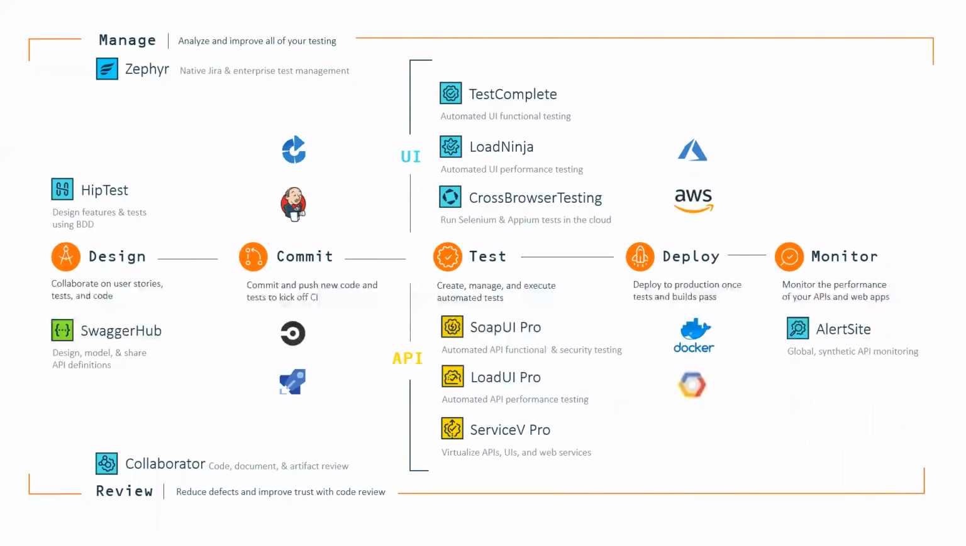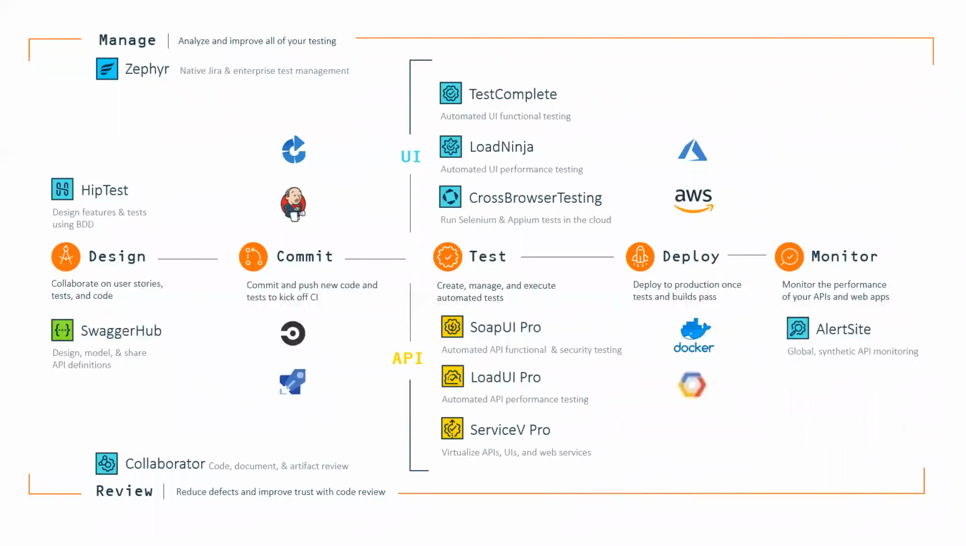And then you can see in the top left, we also have our Zephyr tool. Zephyr was a company that we acquired late last year. This has a native Jira integration, so Zephyr for Jira, and also provides an enterprise test management platform as well. So it's a really easy to use test management tool, allowing you to create your tests, have them automated, and then work across all your different requirements, releases, etc. And then at the bottom left, we also have our Collaborator product. This allows you to do peer code, document review, as well as artifact review.